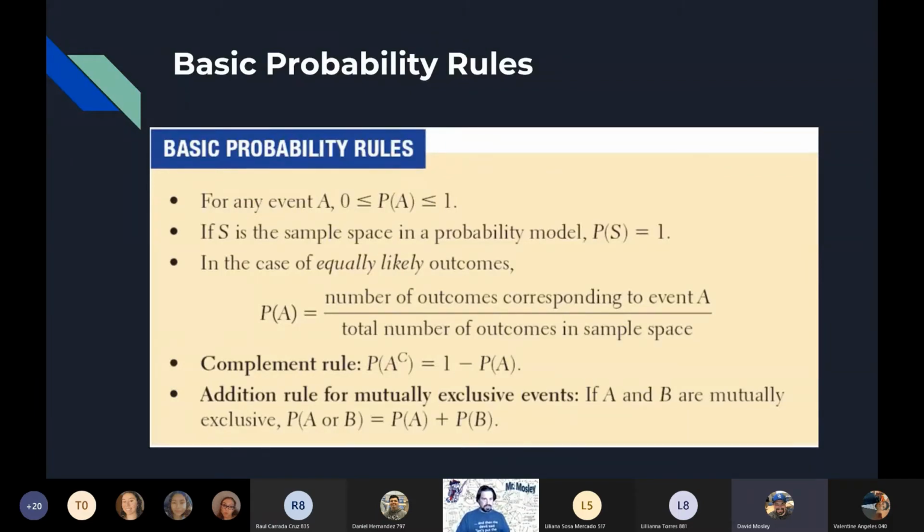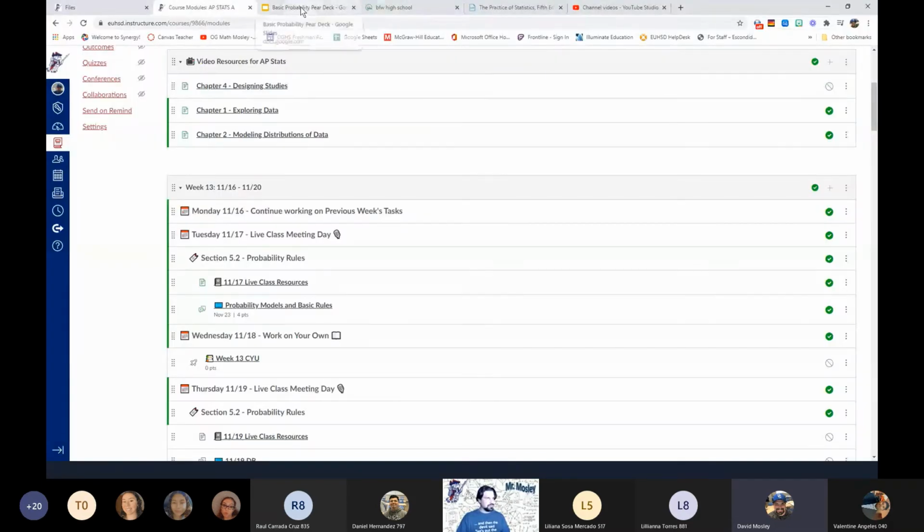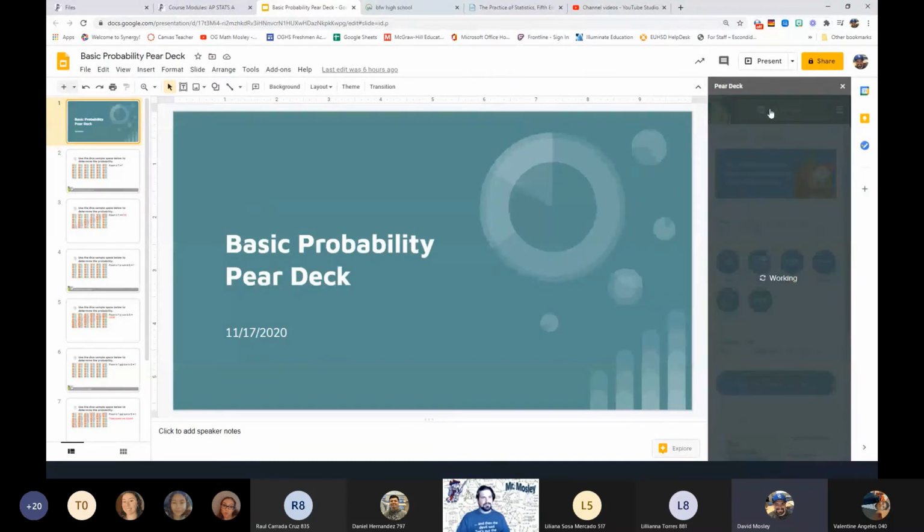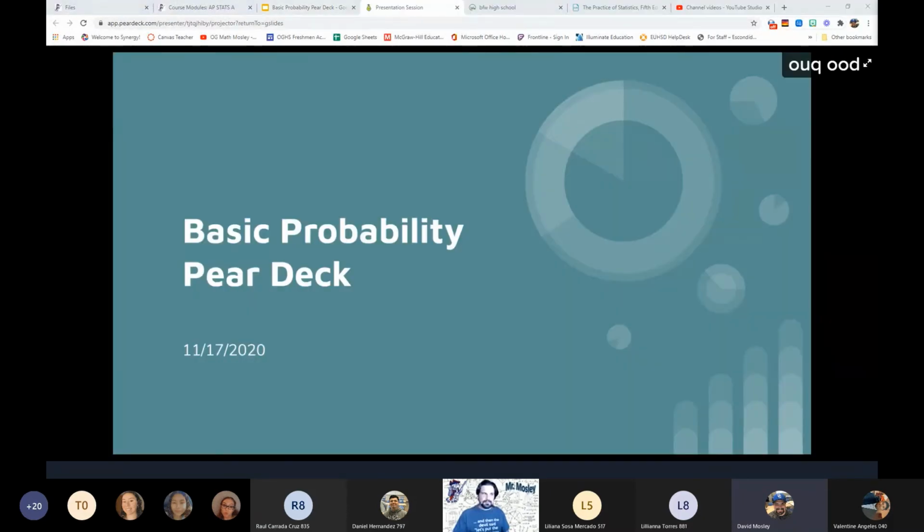All right. So then we're going to do some practice. We're going to do a little Pear Deck here to practice probabilities using a sample space. So we got our basic probability Pear Deck.